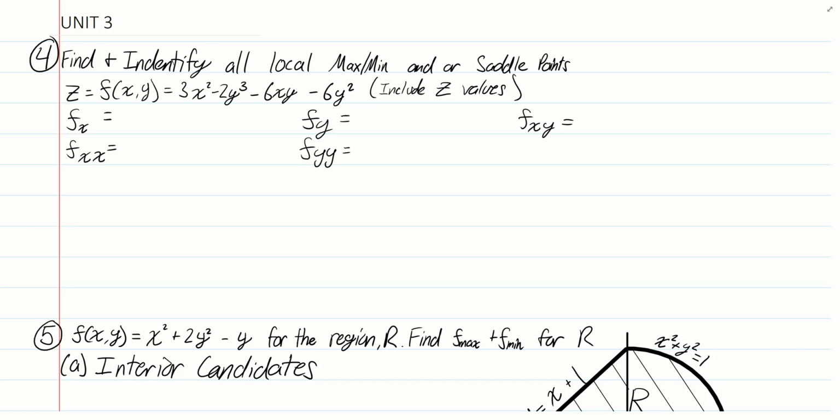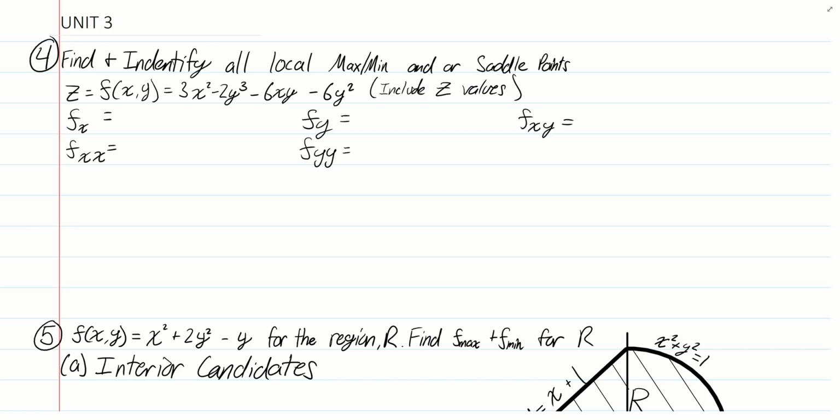So now we need to find and identify all local max and mins and/or saddle points for this function where z equals f of x, y. They prompt us to find fx, f double x, fy, f double y, and fxy.